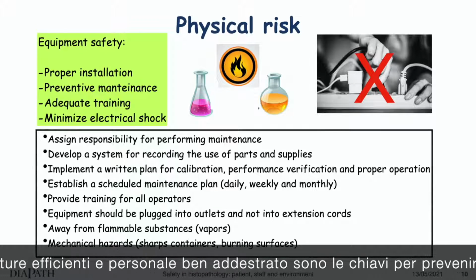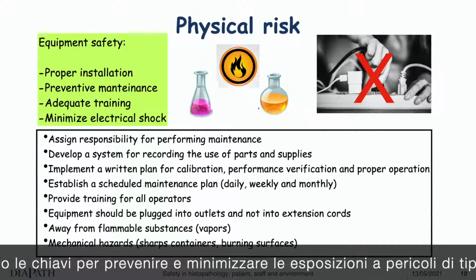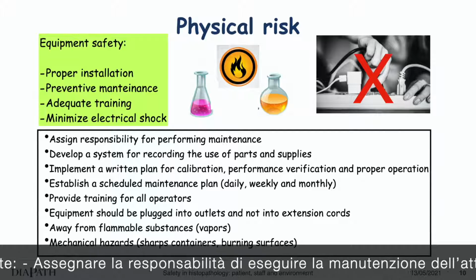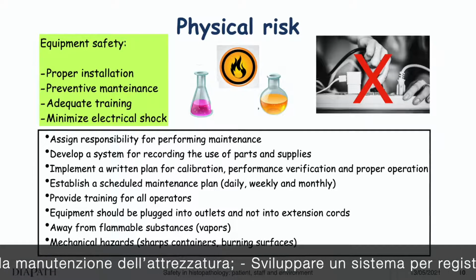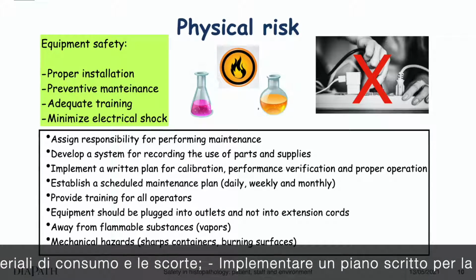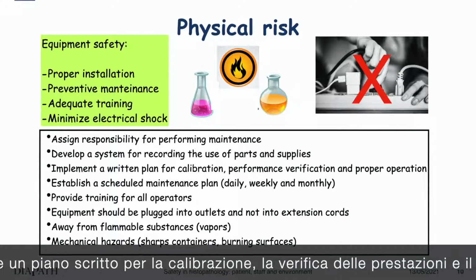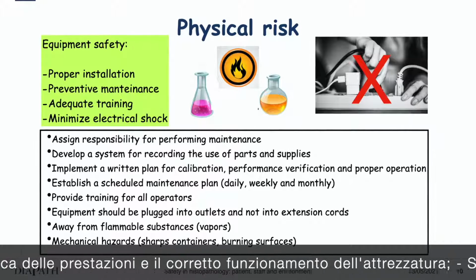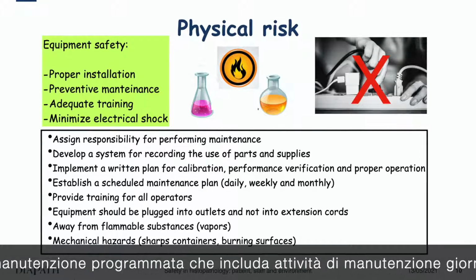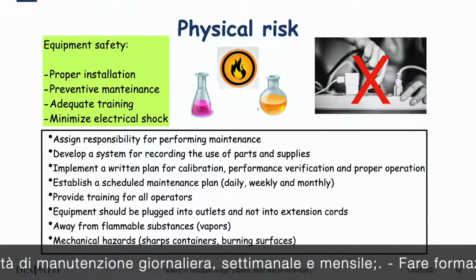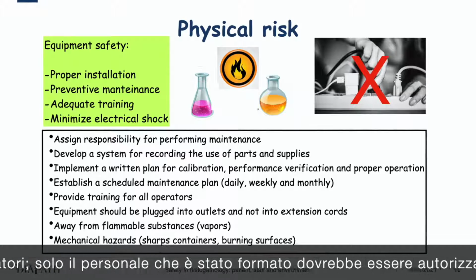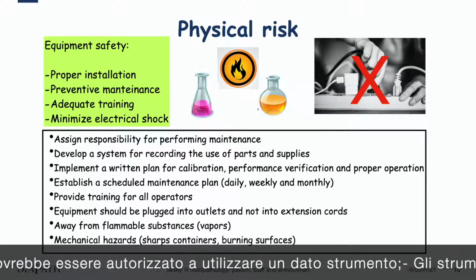Efficient equipment and well-trained personnel are the keys to preventing and minimizing physical hazardous exposures. It is important to assign responsibility for performing maintenance of the equipment, develop a system for recording the use of parts and supplies, implement a written plan for calibration, performance verification, and proper operation of the equipment, and establish a scheduled maintenance plan that includes daily, weekly, and monthly maintenance tasks. Provide training for all operators. Only personnel who have been trained should be authorized to use the equipment.